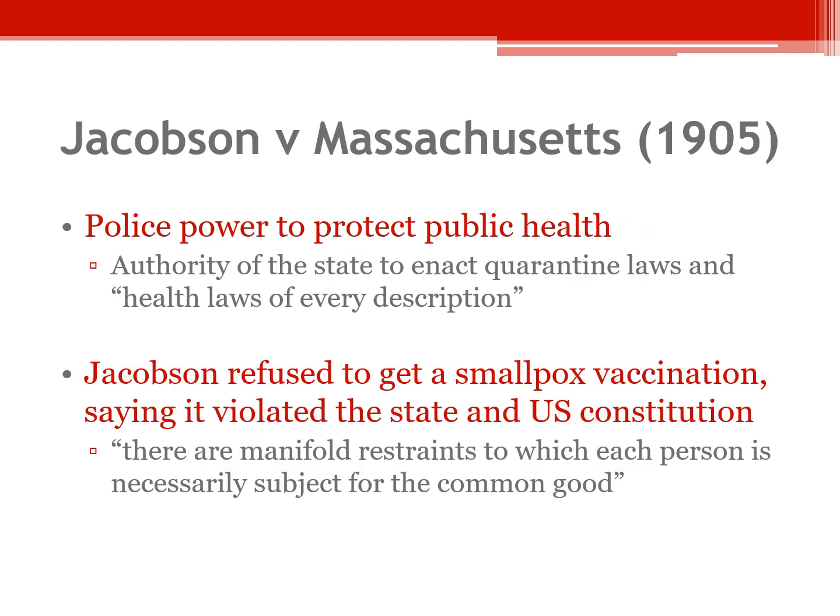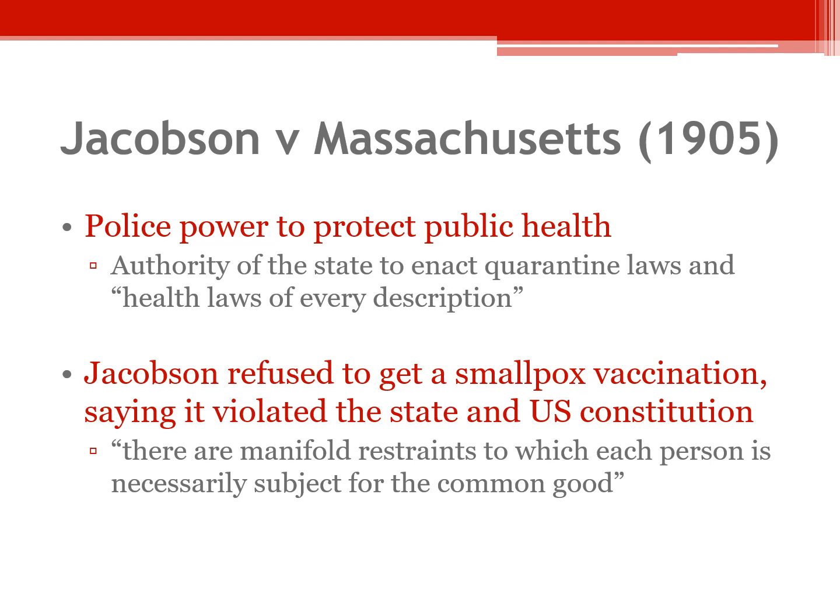The police power of the state to enact any laws and restrictions needed to protect public health goes all the way back to 1905, the first court case that really established this as a legitimate use of power in government. The Jacobson versus Massachusetts case established the authority of the state to enact quarantine laws and health laws of every description.